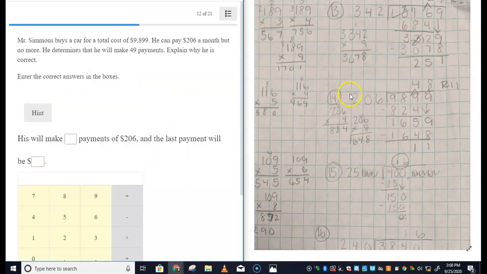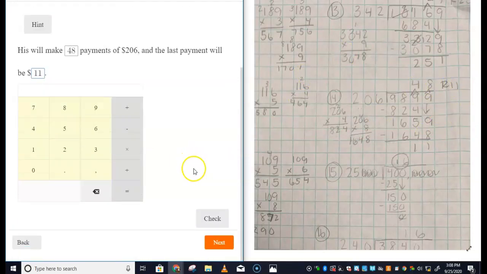Our next one, Mr. Simon buys a car for a total cost of $9,899. He can make a $206 a month, but no more payment. He determines that he will pay 49 payments. Is he correct? So if we look at this, I did this work right here. So he has 48 full payments and then a 49th payment of $11. So he will make 48 payments of $206 and his last payment will be $11 because 11 was my remainder.